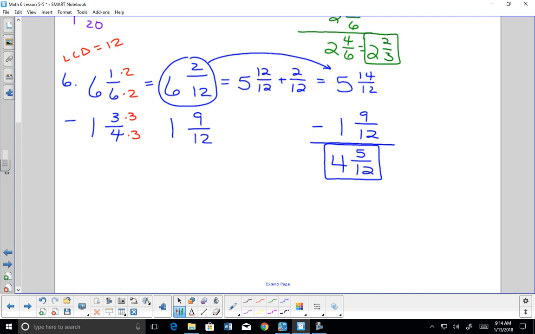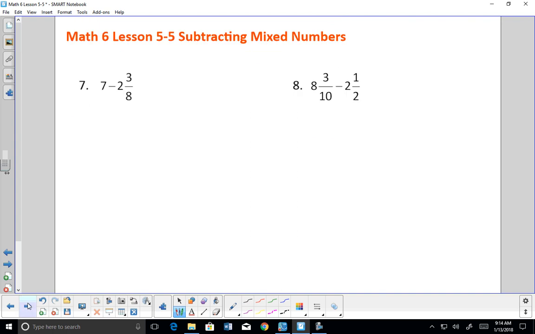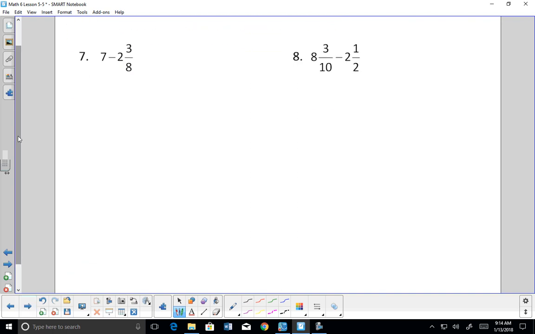7 minus 2 3/8. So 7 minus 2 3/8. So I can rename 7 as 6 8/8 because my denominator is an 8 on the bottom. And I'm going to subtract from that 2 3/8. 6 minus 2 is 4. 8 minus 3 is 5, so it's 4 5/8.